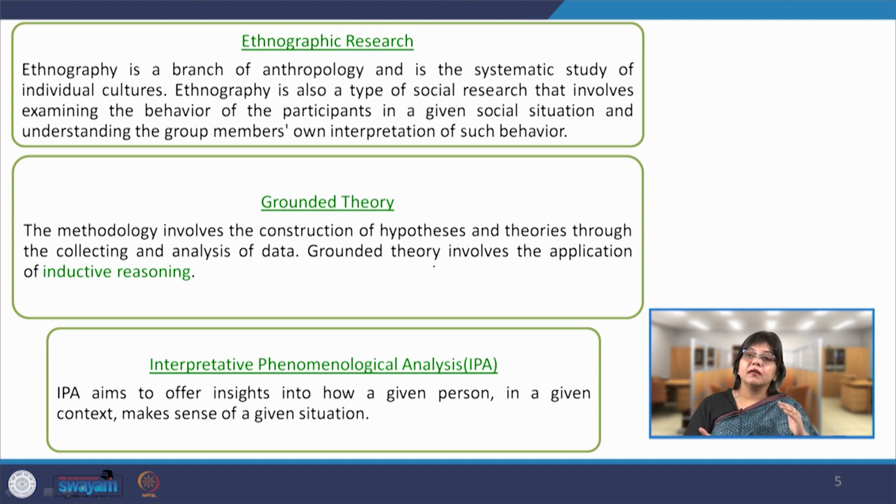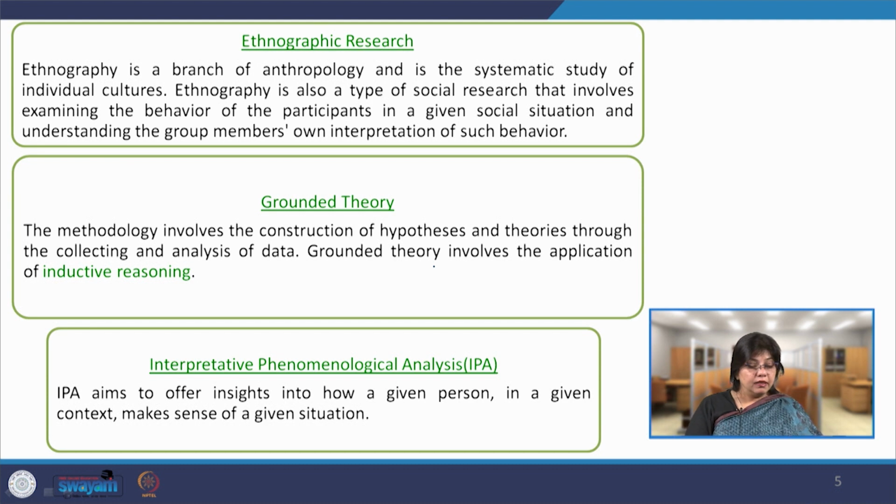So, it is basically a reverse of quantitative analysis, that in grounded theory first data is collected and later on the hypothesis is being created, whereas in quantitative analysis first hypothesis is being formulated and then the data is collected. So, this is a major difference between qualitative and quantitative, and which is very much apparent in grounded theory.